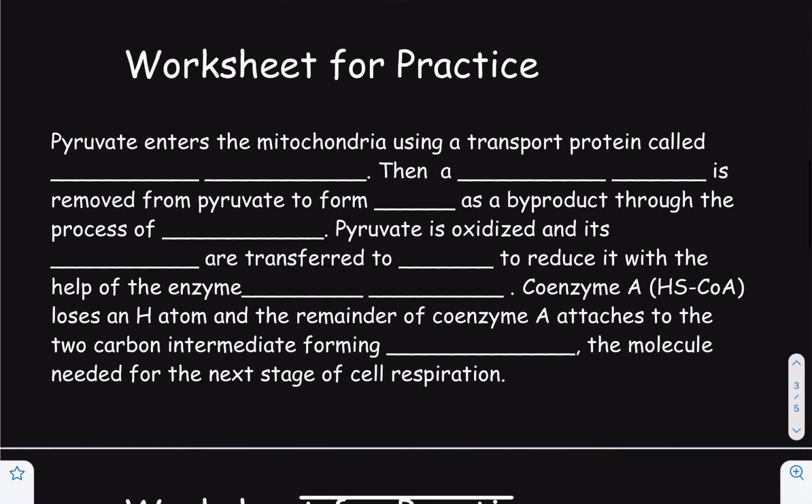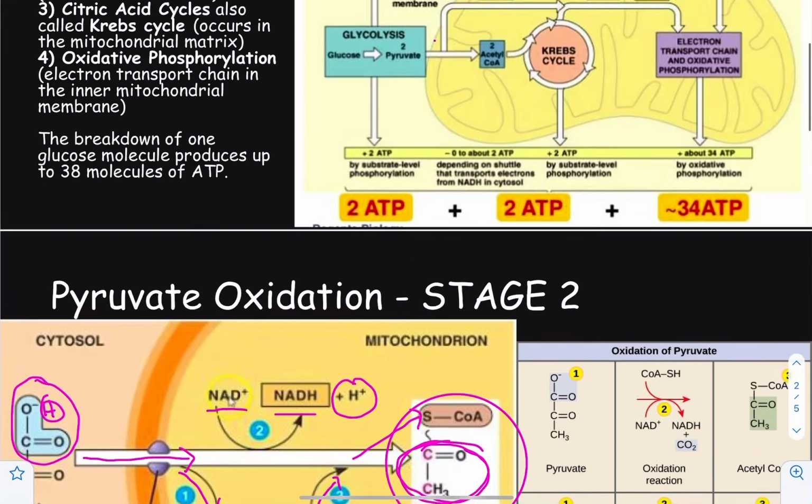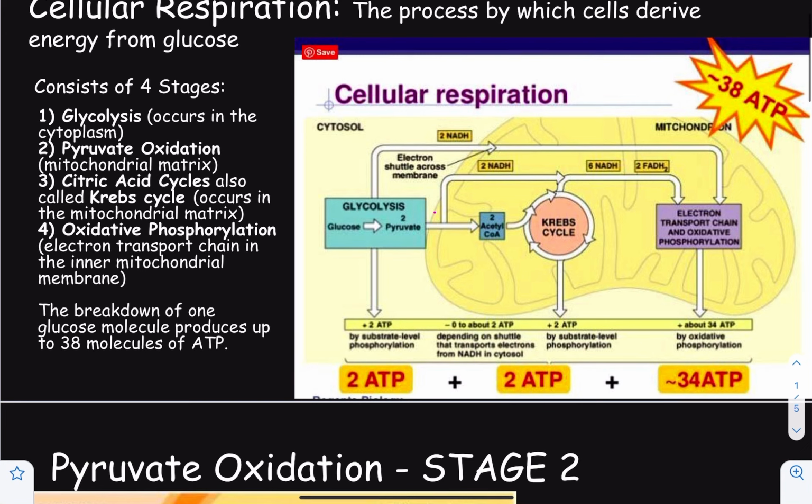And now here's a worksheet for practice. One more thing. Now, since we get 2 molecules of pyruvate from 1 molecule of glucose, this cycle happens twice. And that's why the Krebs cycle happens twice.